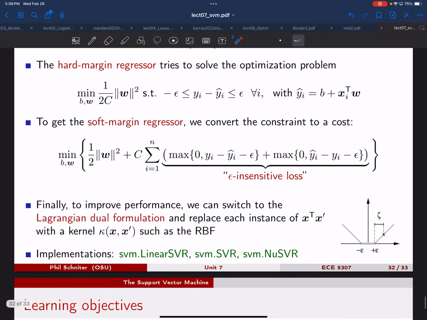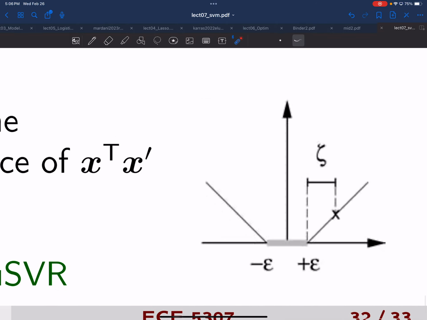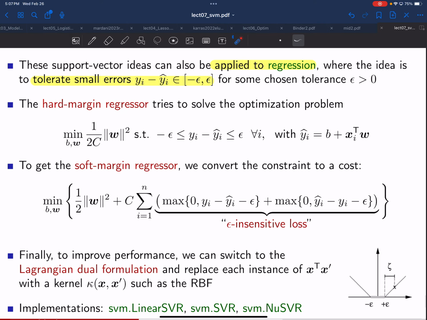So here's how to picture this cost function. This would be y minus y hat. As long as that is between plus and minus epsilon, you say there's no cost to that. But then as that difference grows beyond epsilon or below minus epsilon, you have this linear penalty. And epsilon is actually something you have to specify. It's just one of the things you've got to tell it.